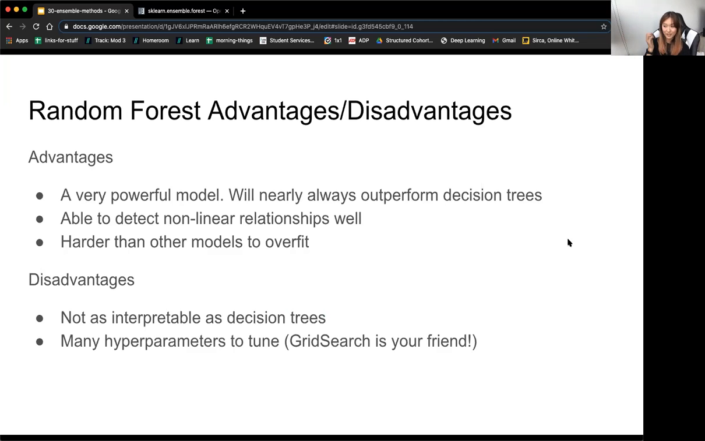Another disadvantage is that there are many, many hyperparameters to tune. So therefore, grid search is your friend. Grid search is something that is in this topic, but I am not going to talk about it. I guess if we do have time, I can talk about it today. I was planning to talk about it on Tuesday, but depending on time, we might get into grid search, because it is going to be very useful for your projects. Grid search is basically a library within scikit-learn that allows you to pick your hyperparameters much more efficiently. But yeah, any other questions? I'm going to get into some of these hyperparameters.